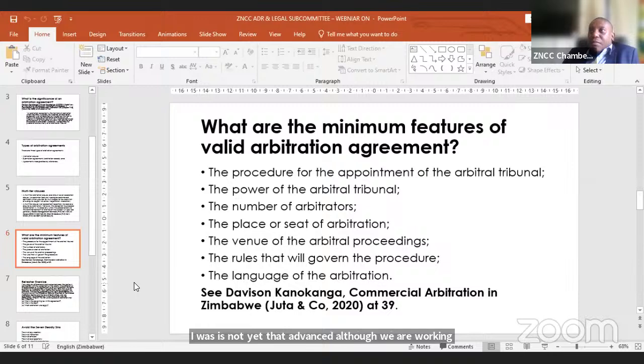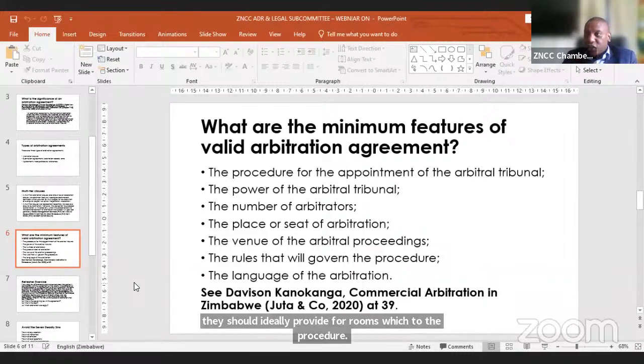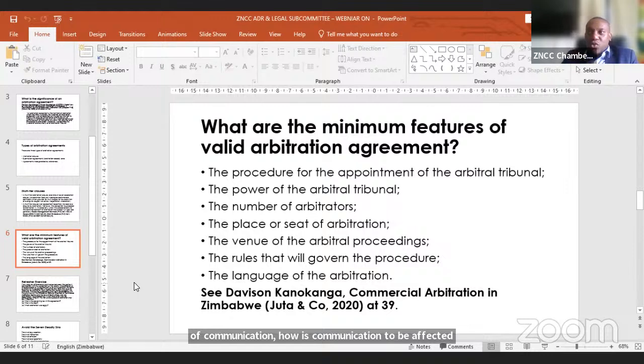So ideally parties should have rules set out. As a default, we have what are known as the ancestral arbitration rules. These are rules designed to help persons in ad hoc arbitration, such as in Zimbabwe. The parties can choose to incorporate them into the arbitration agreement, but they should ideally provide for rules which cater to the procedure. So all the other issues, perhaps the routing of communication, how is communication to be effected? If parties want to substitute an arbitrator, how is it to be conducted? It will outline the various procedures, so this can be found in the rules.